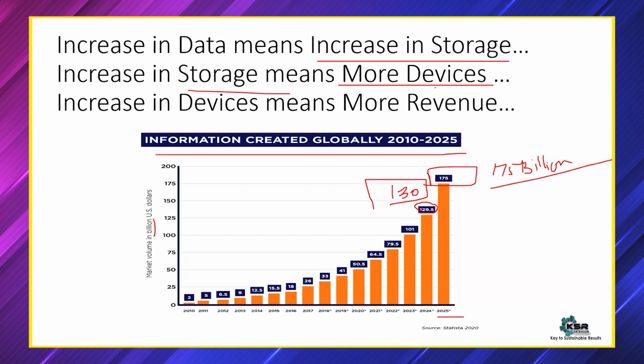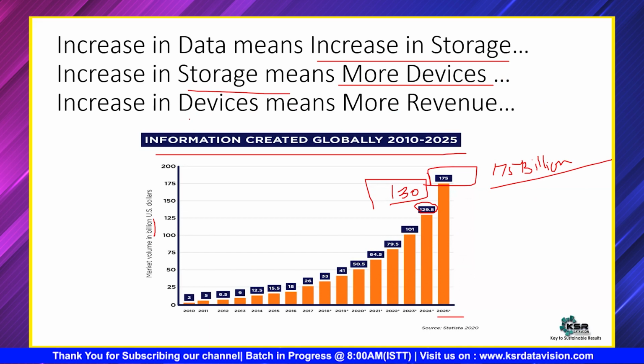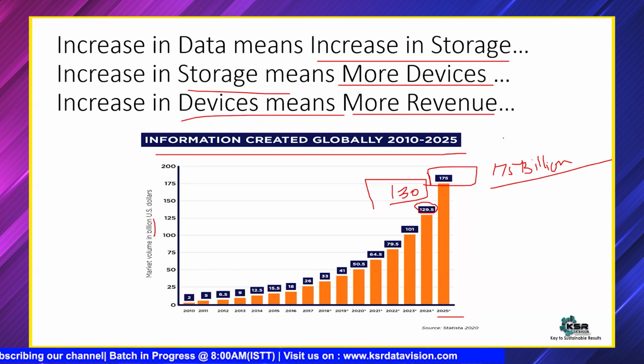Maybe we have to use more and more devices. Rather than using more and more devices, we can go with cloud, because an increase in devices means more revenue. We have to additionally purchase a device, we are spending additional cost, that is an increase in revenue. Revenue is the most important factor which would be considered anywhere. Either you're a working or a non-working professional, revenue plays an important role. With the increase in devices and in storage, it means an increase in revenue.